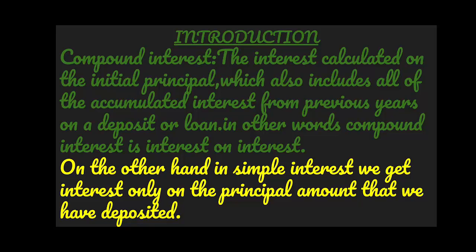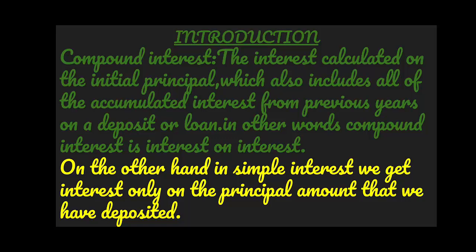The interest calculated on the initial principal, that is the amount that you have deposited, which also includes all the accumulated interest from previous years on a deposit or loan. In other words, you can say compound interest is interest on interest.